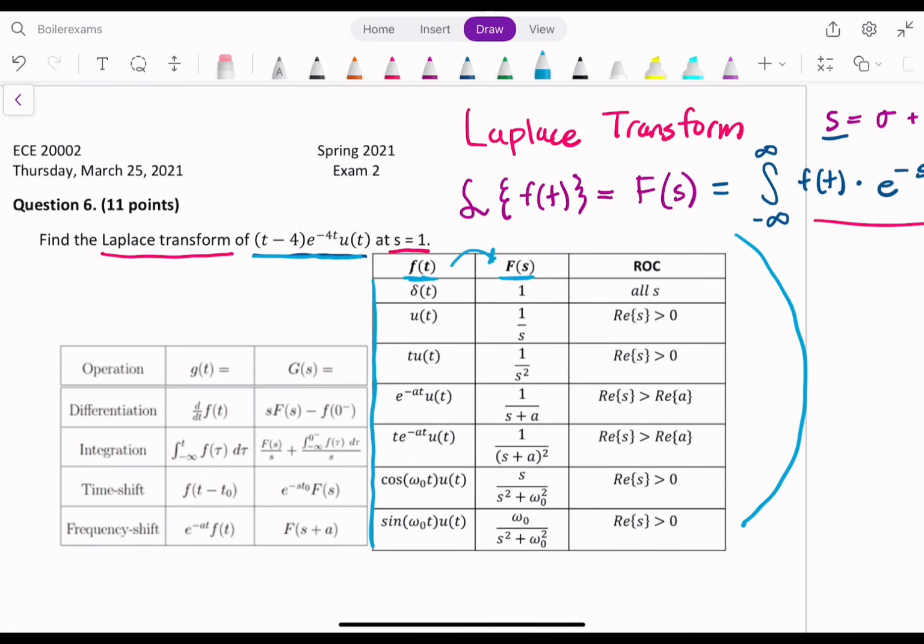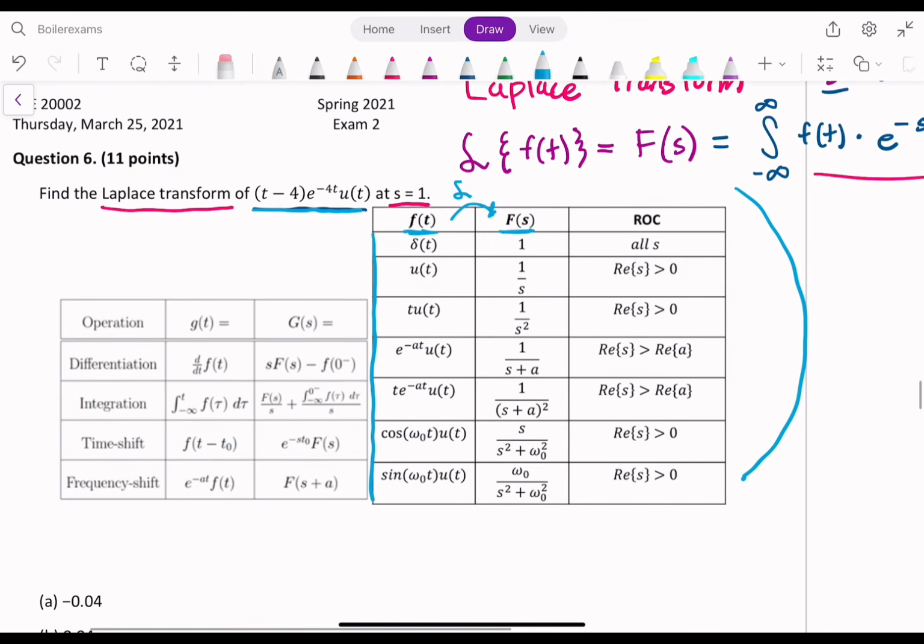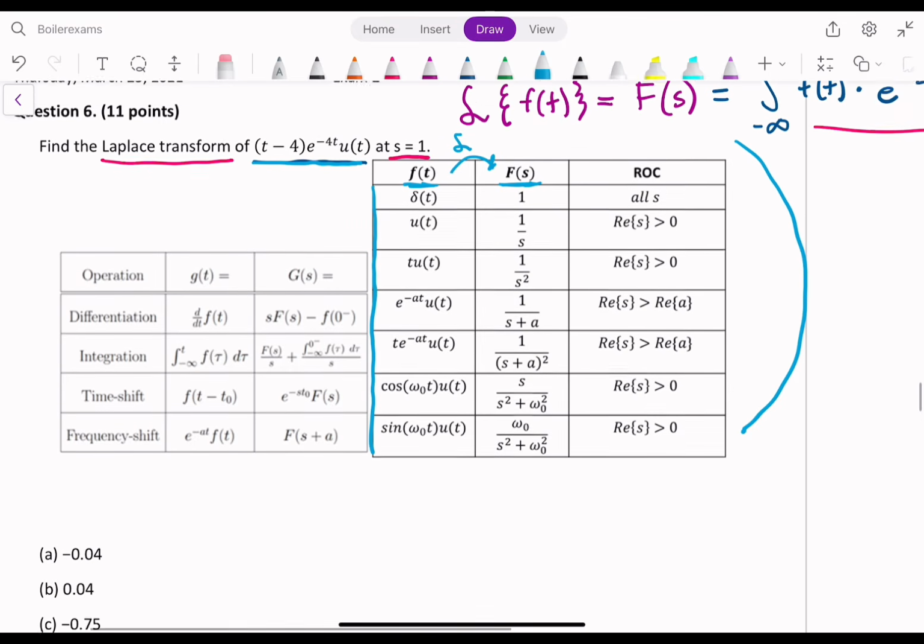This is the Laplace transform. We just need to get into one of these terms over here on the far left, and then we will get the Laplace transform. Then we'll just plug in the value of s and we'll be done. So let's go ahead and do that.